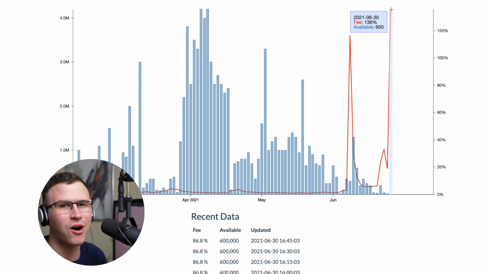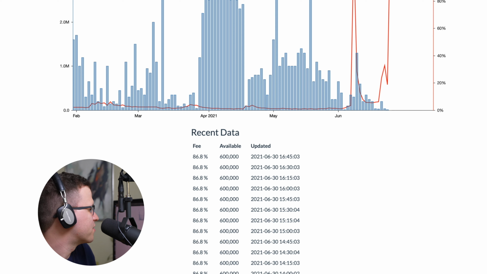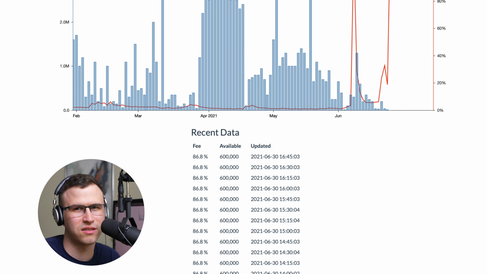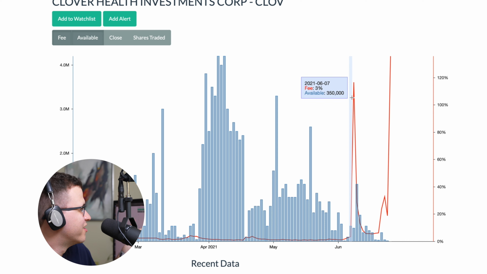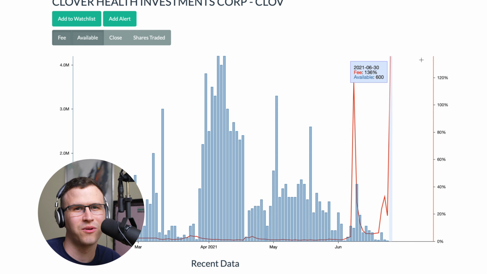Okay, and now we are looking at a fee of 86.8% with 600,000 shares available. Still, that fee is really, really high. So again, pressure is continuously building. Hopefully with these big spikes in the fees, kind of like we saw earlier in June, we will also be able to see a spike in price, hopefully soon, kind of reflecting that. So I'm looking out for that maybe this week.